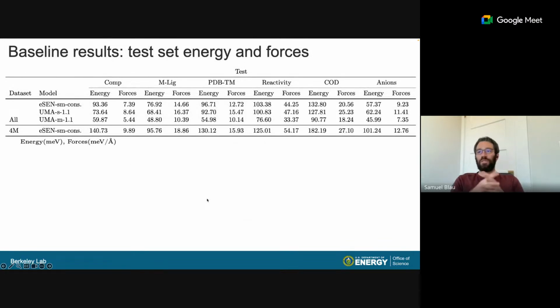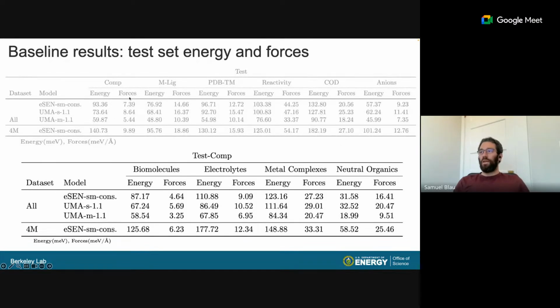So now we can throw up, this is the classic machine learning thing to do, a big table with a whole bunch of numbers, and I'm going to do my best to walk you through it fairly quickly. Here we have the model trained only on OMol, and then we have the UMA model at two different sizes, small and medium. You can see that in general, the errors are a bit better when you train on all of the data instead of just OMol. Not all the numbers, but mostly they get a little bit better.